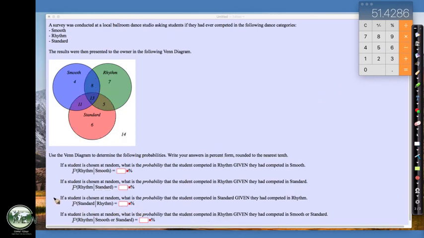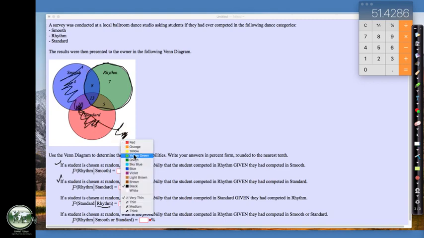And then for the third one, we did this, we did that already. The third one, we'll just read it. We know that they did rhythm. We were given they did rhythm. And we want the probability that we choose someone who did standard from that group. So rhythm is the green circle. So this is what we know. We know we're choosing someone from this circle. That's the given. Ignore everything else. Cross all that out.